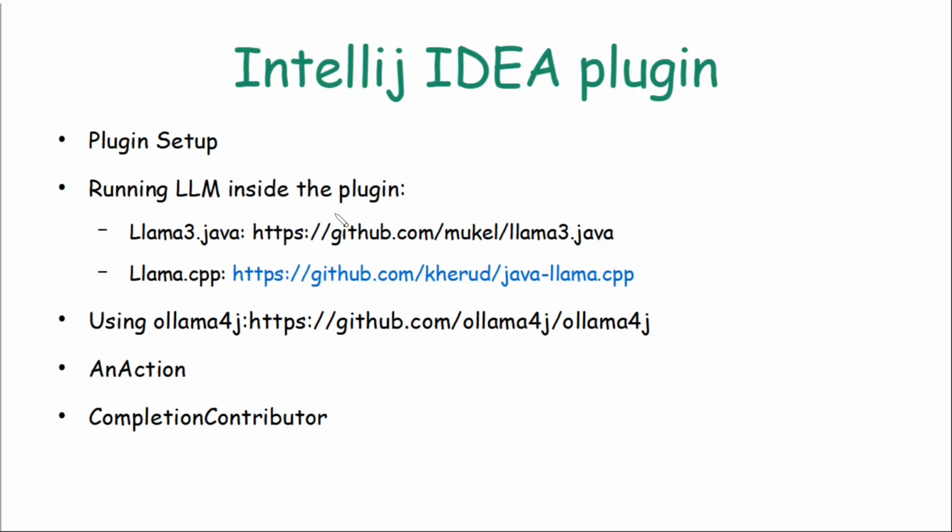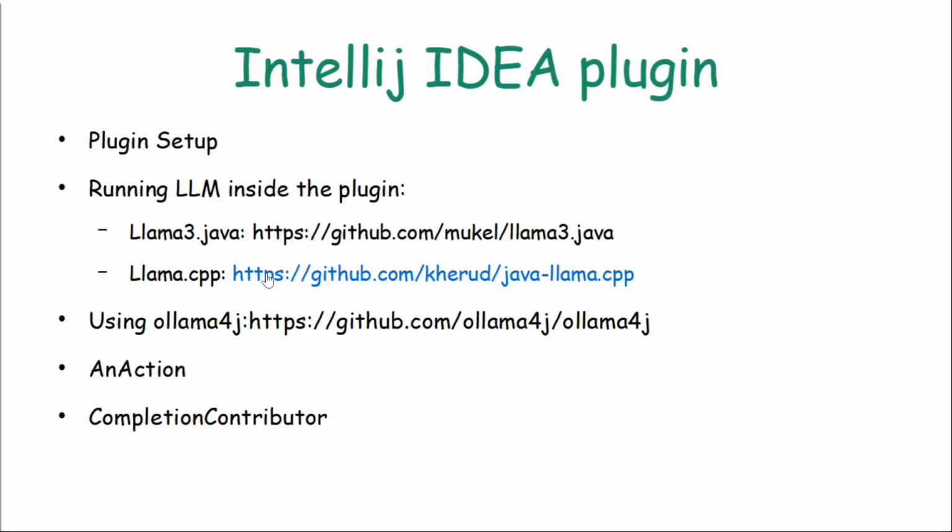So I started by trying to run the LLM inside the plugin. And for that, we already now know two options. The first option is using llama3.java, which we used in a previous video. And the second option is llama.cpp, which we also have used in the previous video. For llama.cpp, there are Java bindings, which you can find at GitHub, which you can also use in a Gradle build file without even needing to go to GitHub. I tried both these options.